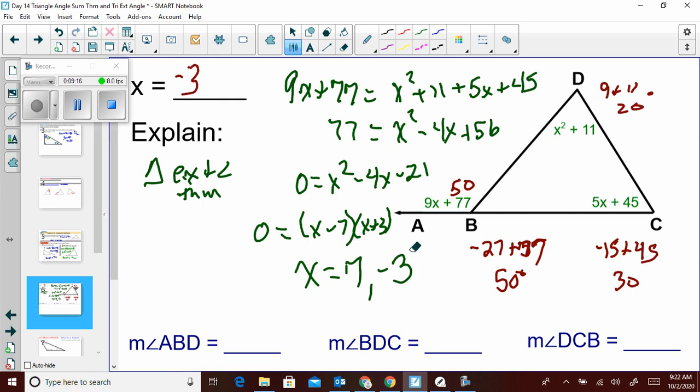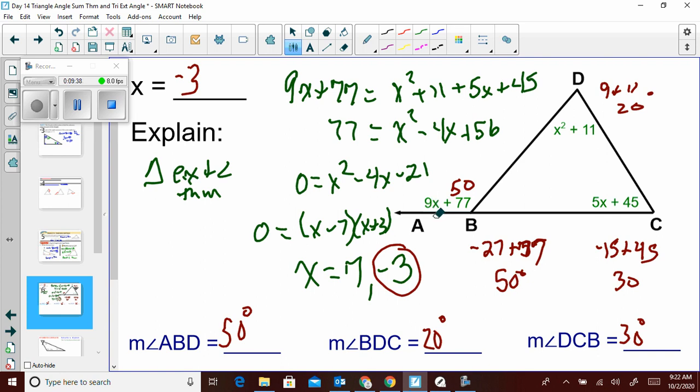A lot of children will think that will not work. Well, it definitely worked. And ABD is 50 degrees. In this case, BDC is 20 degrees. And DCB is 30 degrees. Okay? Now, let's check 7.